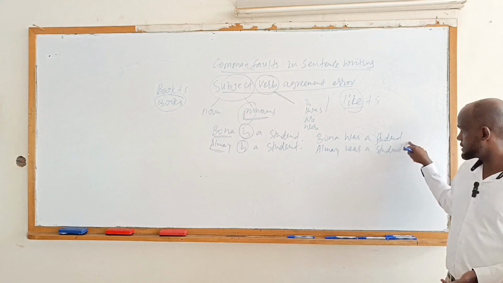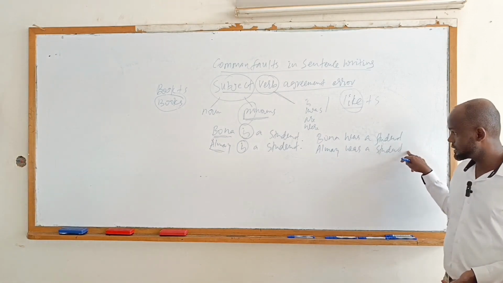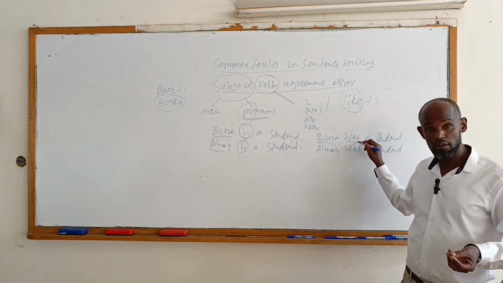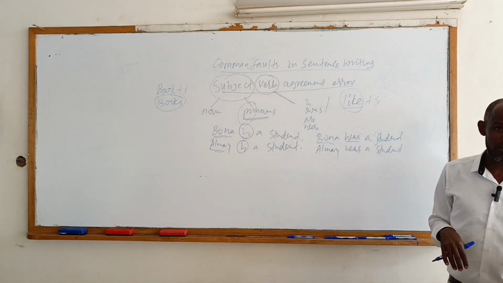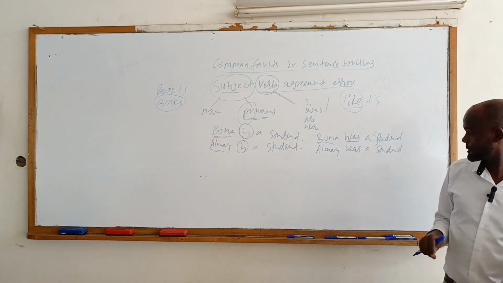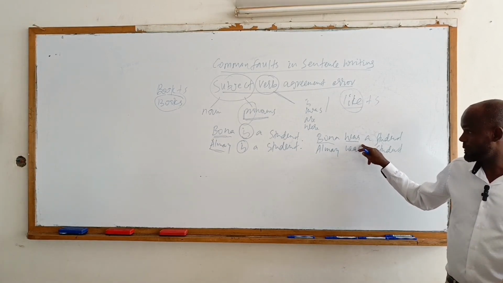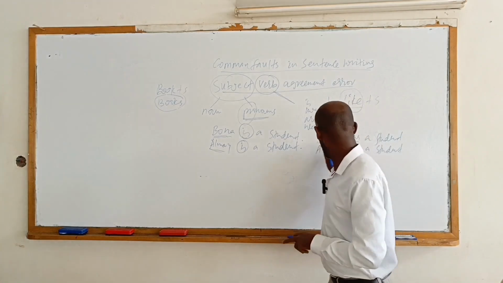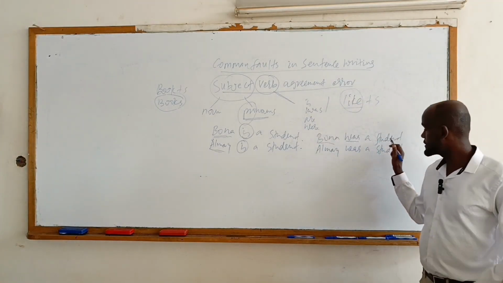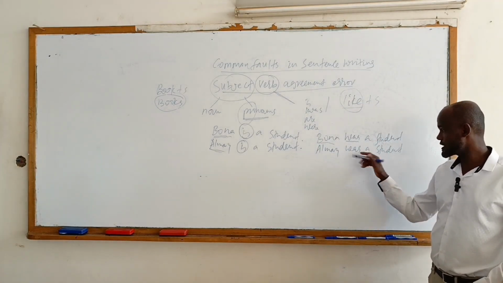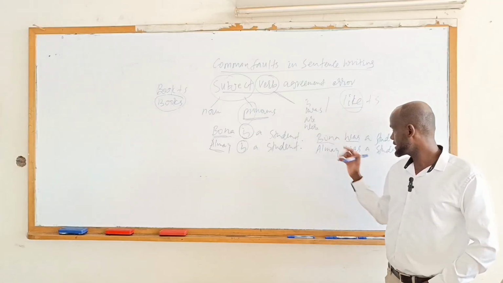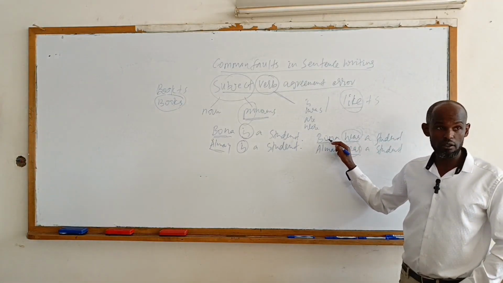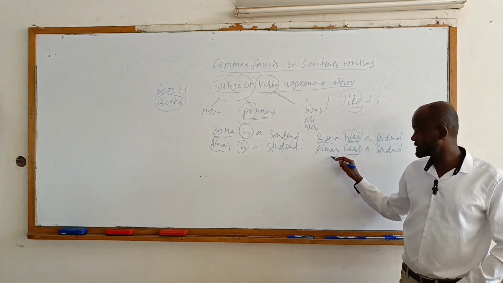So Bona was a student and Almaz was a student. Bona is singular, was is singular in the past. He was a student. Now he's not a student, maybe a teacher. Yes? So we're talking about the past, what Bona was in the past. Okay? So Bona was a student in the past. Almaz was a student in the past. Now agreement is maintained: singular verb, singular subject.